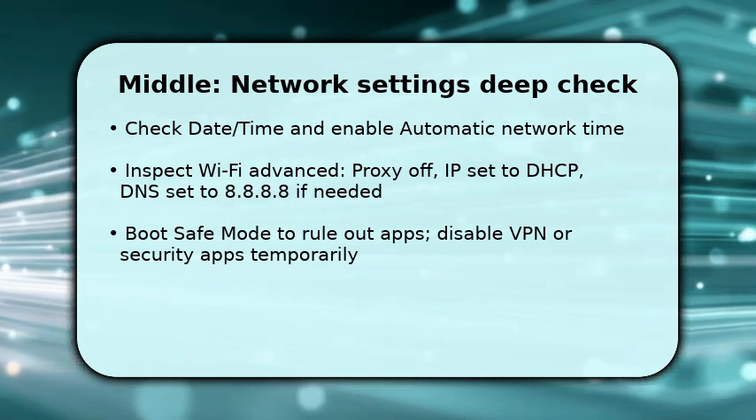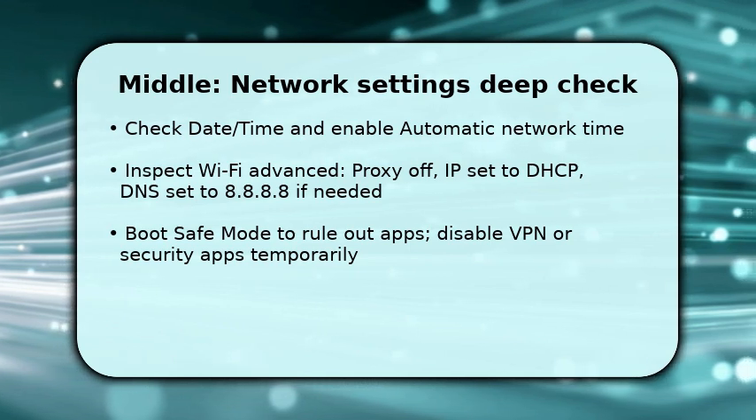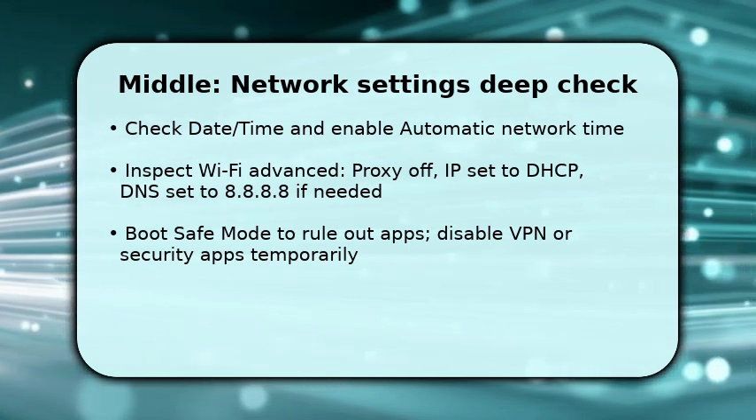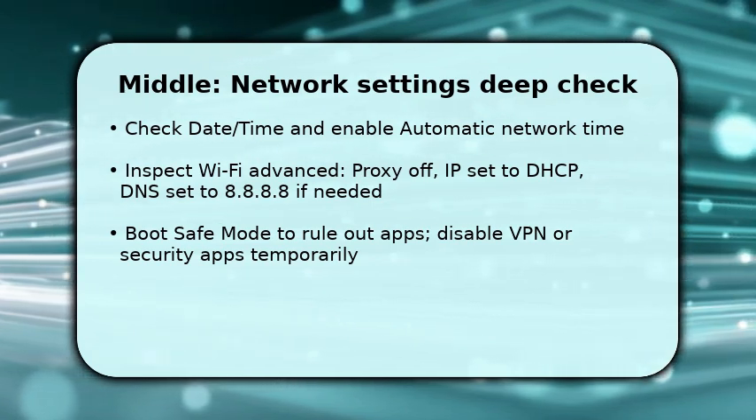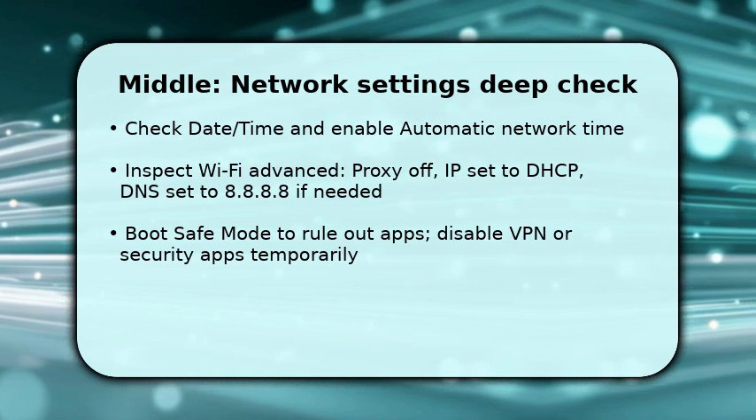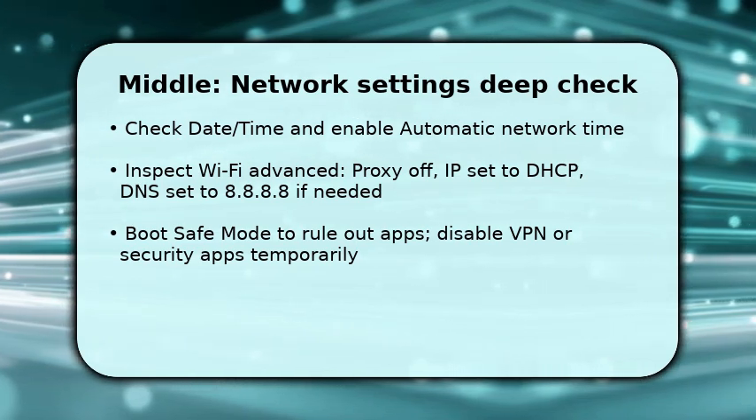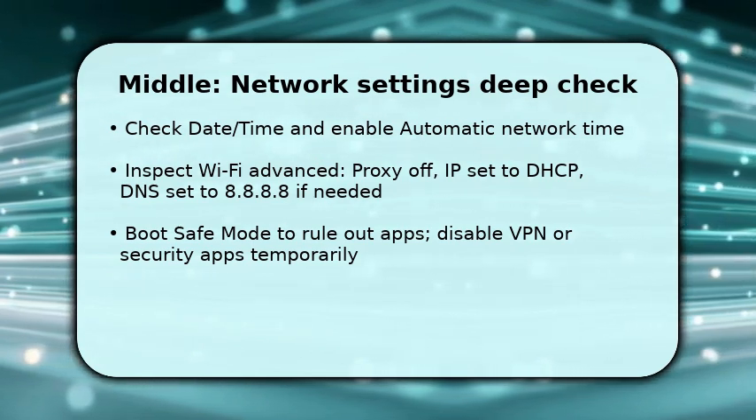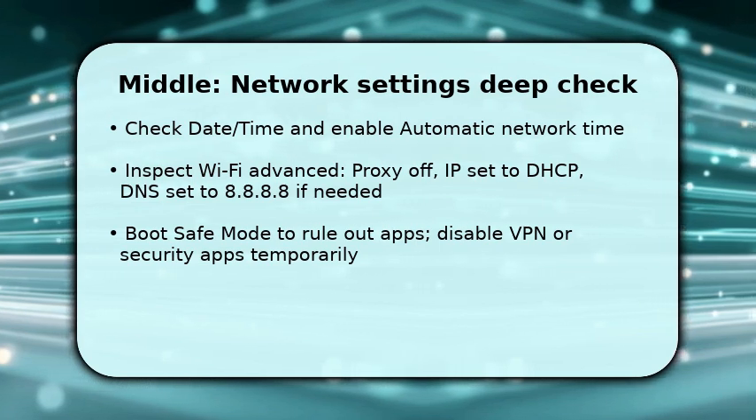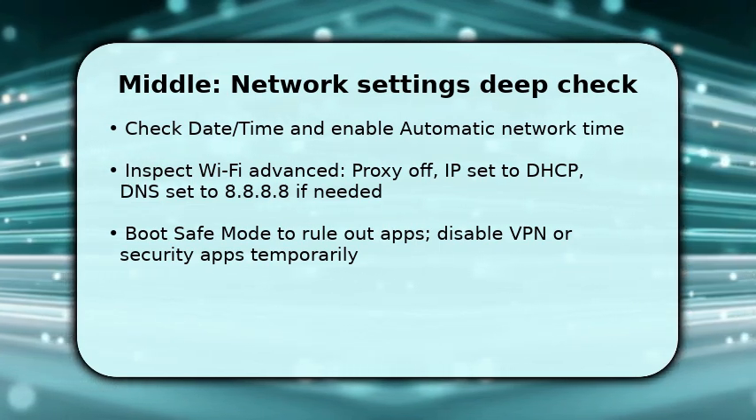Then open Wi-Fi Advanced. Turn off any proxy, confirm IP assignment is DHCP, and if DNS is flaky, set a public DNS such as 8.8.8.8 to bypass ISP resolution problems. Once done, boot safe mode to rule out third-party apps and temporarily disable VPNs or security apps that intercept traffic.